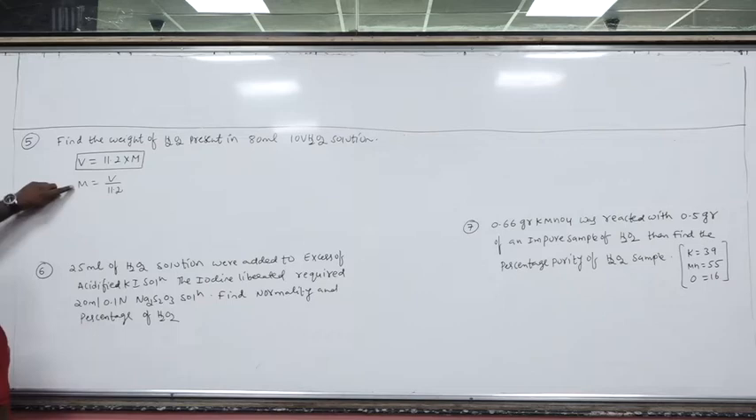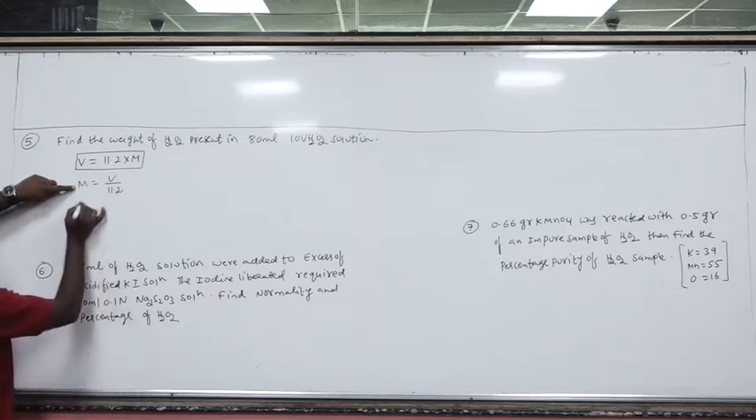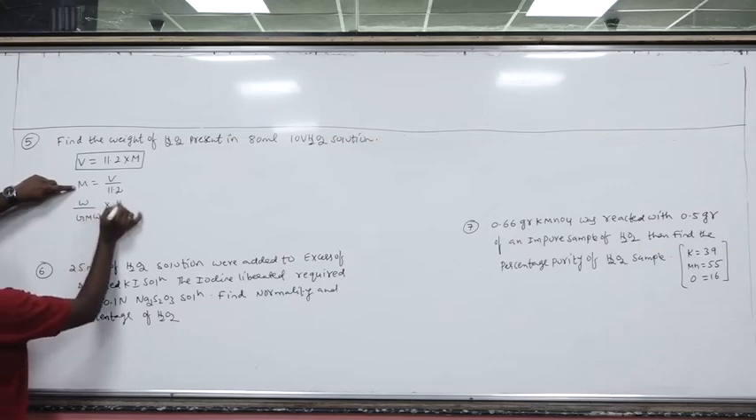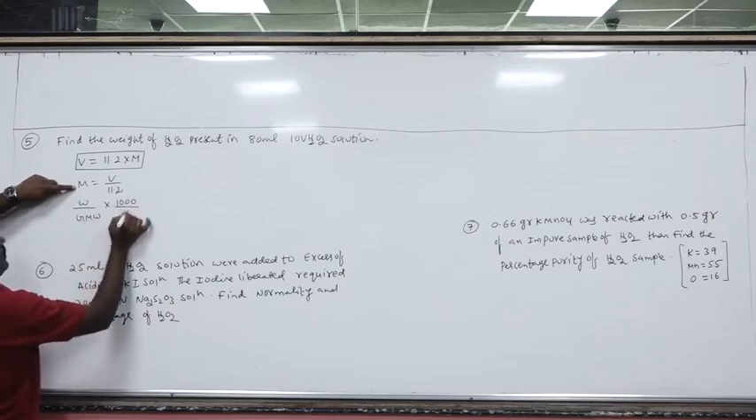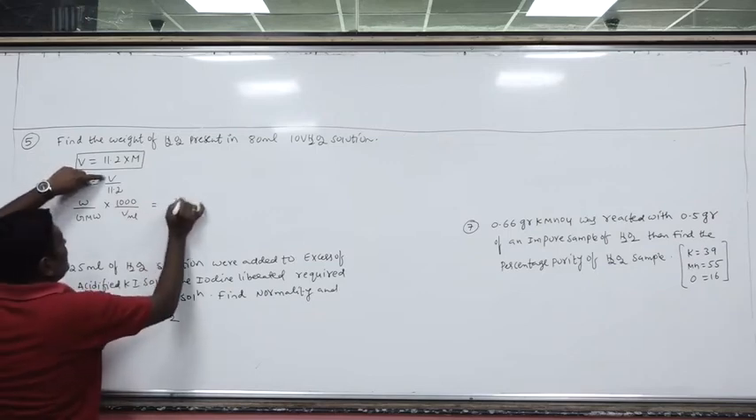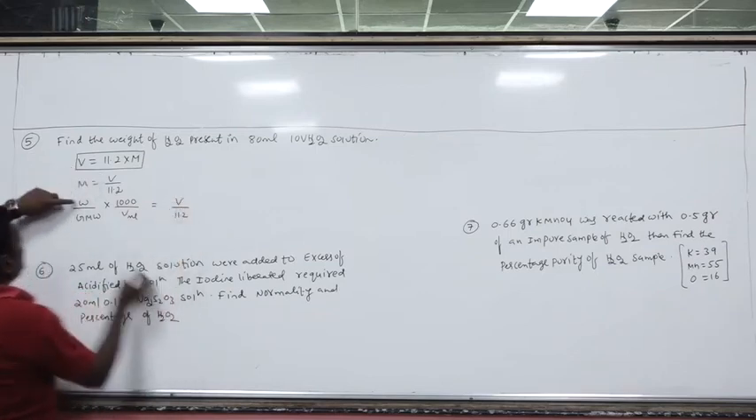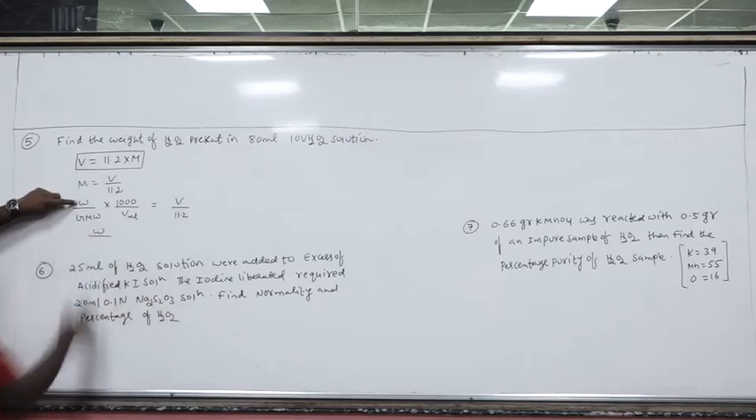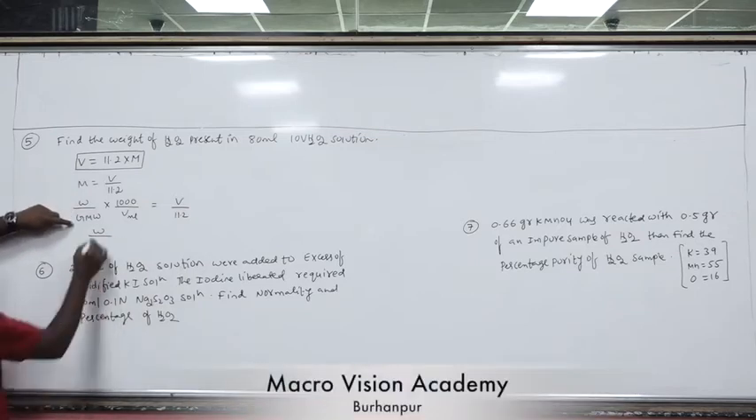Okay. What is the formula of molarity? Weight of the solute by gram molecular weight of the solute into 1000 by volume of solution in milliliter is equal to volume strength upon 11.2. Now the weight of the solute is to be calculated. What is the molecular weight of the solute?